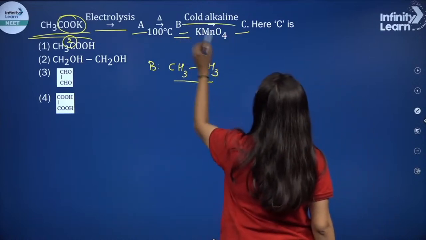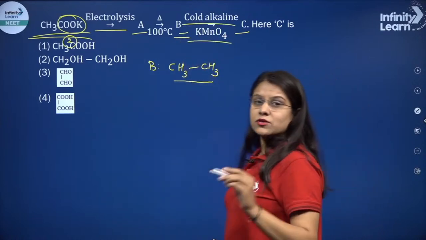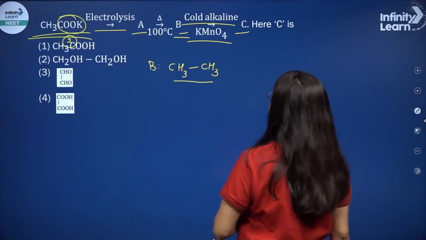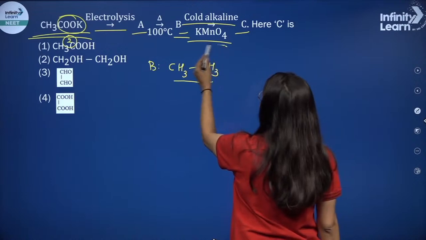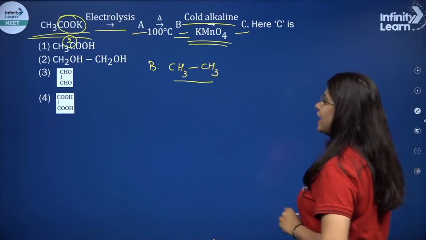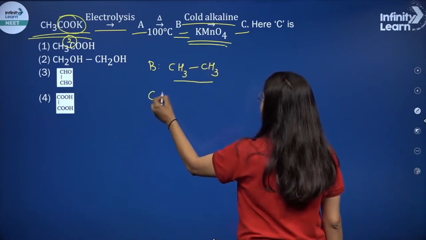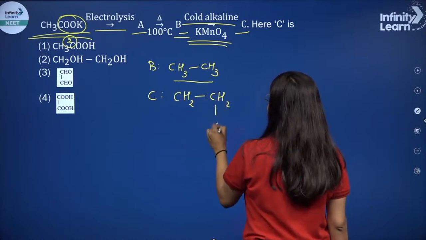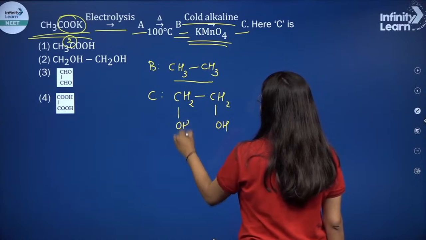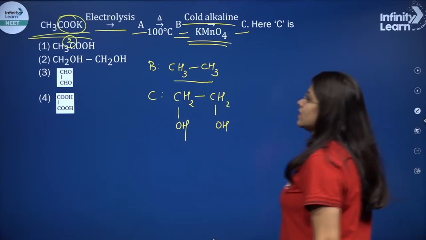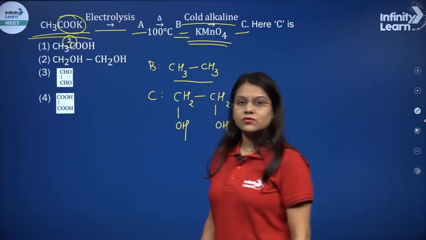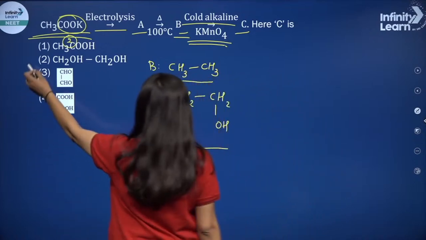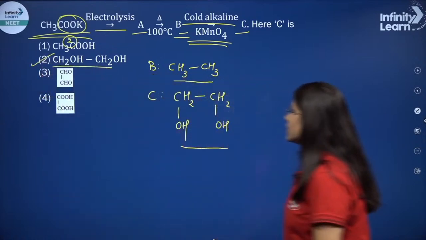Now when we react it with cold alkaline KMnO4, what is happening here? Alkaline KMnO4 will go and I will be getting CH2. This H will be replaced by OH, right? So this will be the final answer. We need to identify C. What is C? C is CH2OH and CH2OH. Clear?